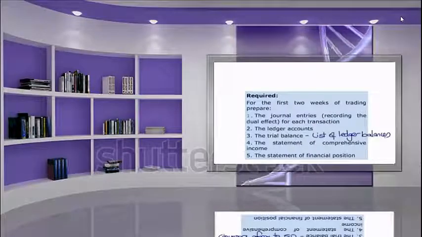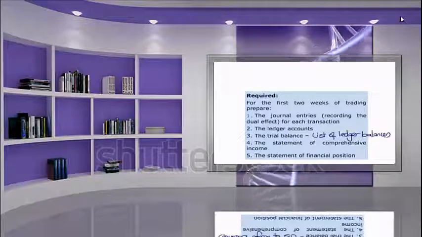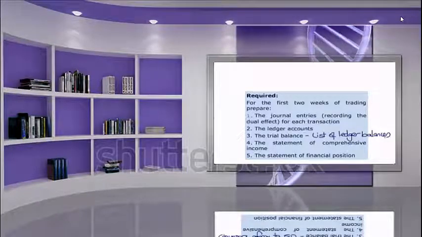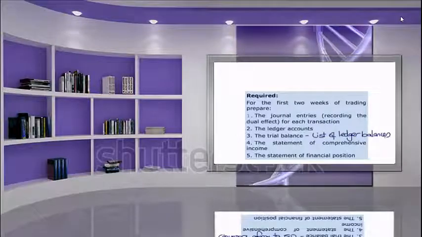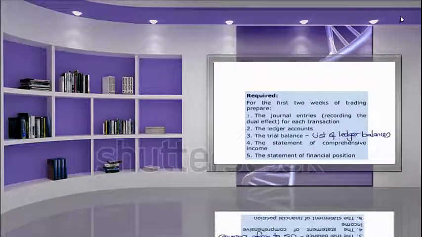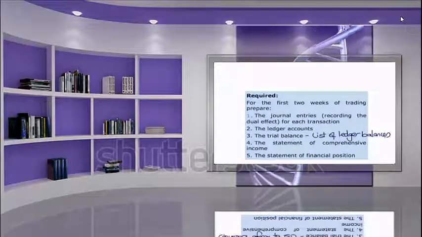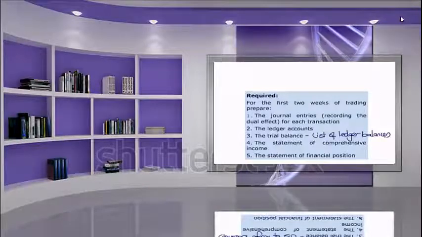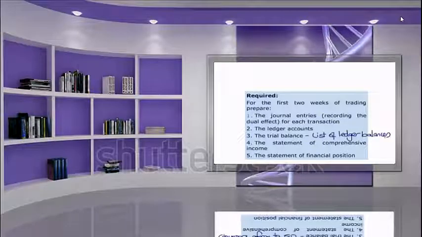From our trial balance then, requirements 4 and 5. Requirement 4 is that we should prepare a statement of comprehensive income for the 2 weeks ended the 14th of April 2009. And then we should prepare a statement of financial position as at the 14th of April 2009. So at the end of those 2 weeks.